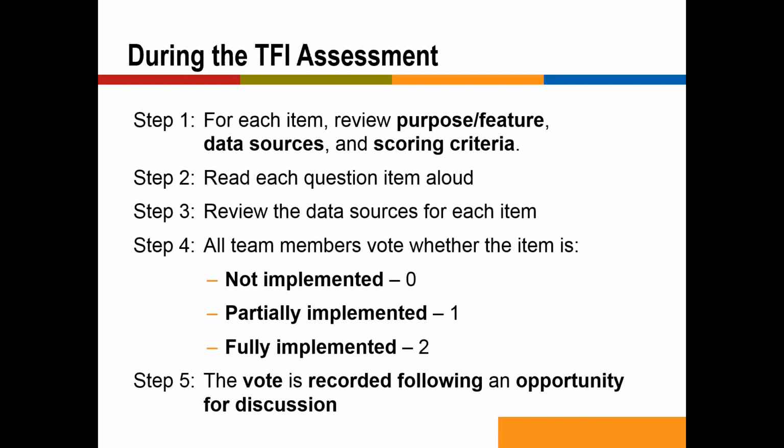During the TFI assessment, each item will follow these 5 steps. Step 1, for each item, review the purpose, feature, data sources, and scoring criteria. Step 2, each question item is read out loud to the team. Step 3, review the data sources for each item. And step 4, all team members vote whether the item is not implemented or 0, partially implemented or 1, fully implemented or a score of 2. Finally, the vote is recorded following an opportunity for discussion.